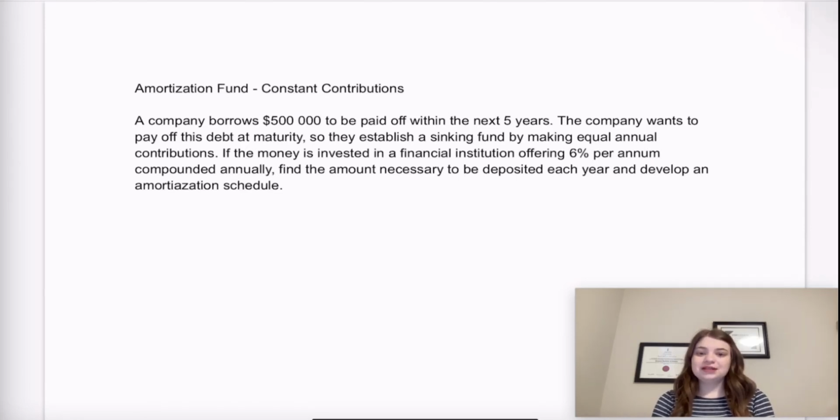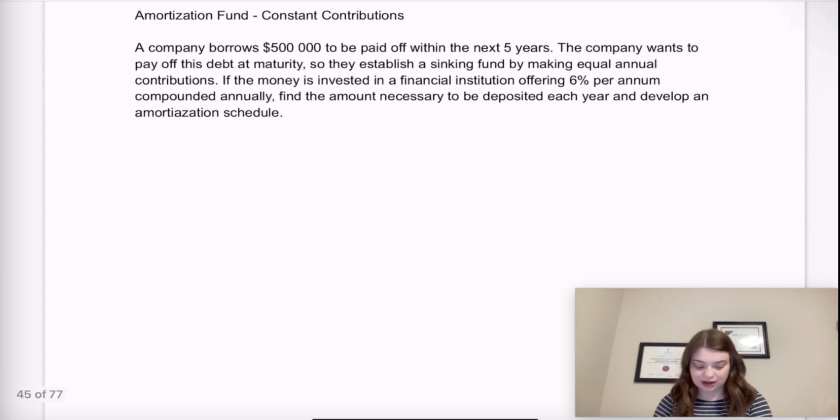So today we're going to be talking about how to make an amortization table for an amortization fund with constant contributions, also known as a sinking fund. A company borrows $500,000 to be paid off within the next 5 years. The company wants to pay off this debt at maturity, so they establish a sinking fund and make equal contributions. If the money is invested in a financial institution offering 6% per annum compounded annually, find the necessary amount to be deposited each year and develop an amortization schedule.